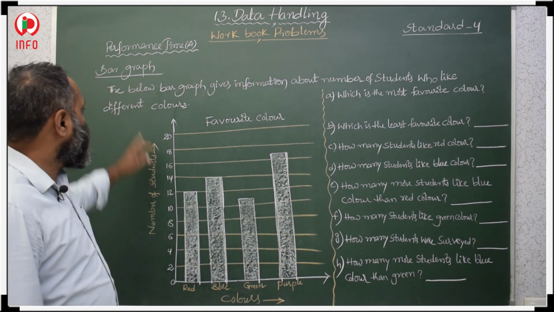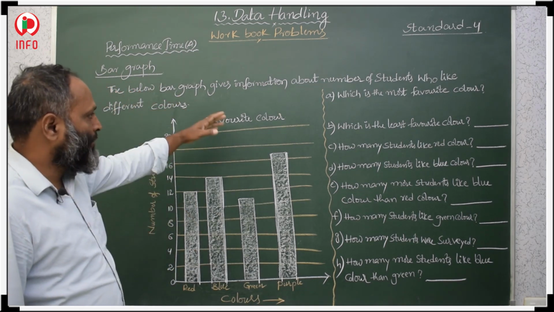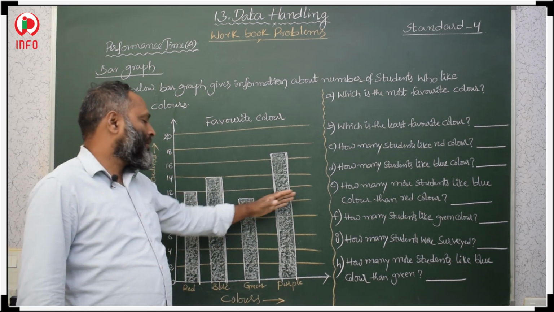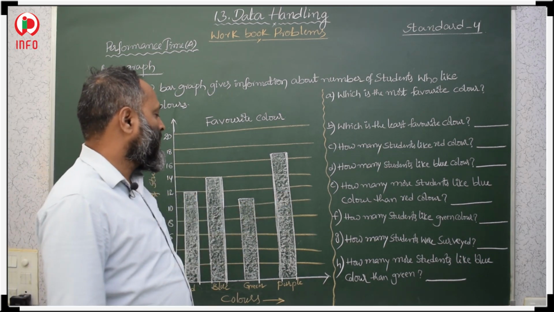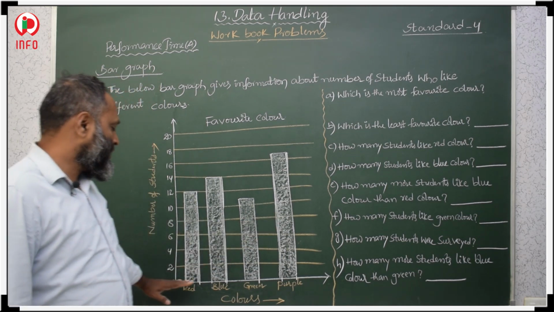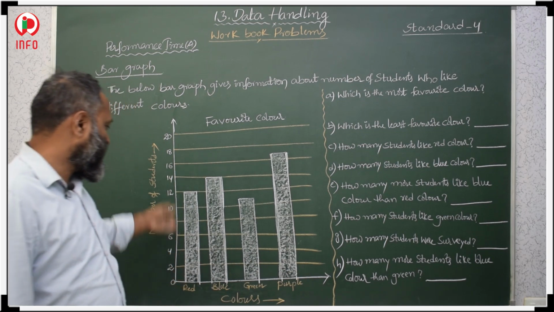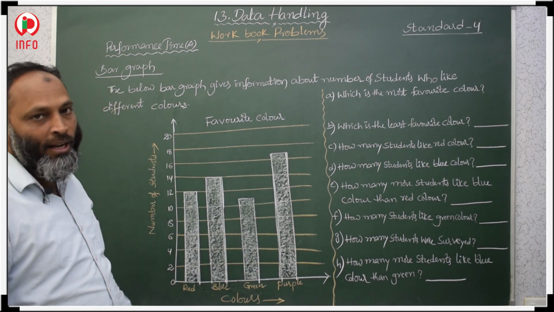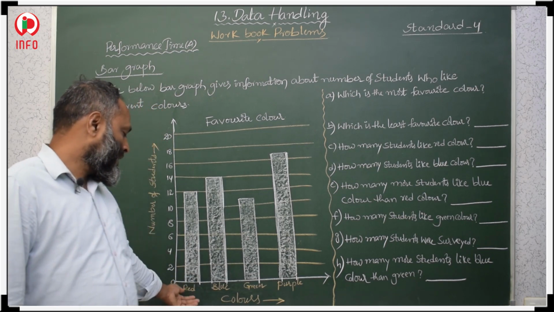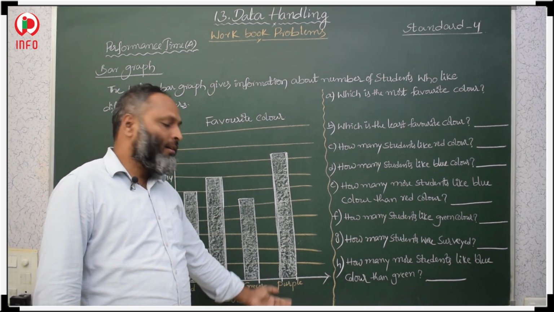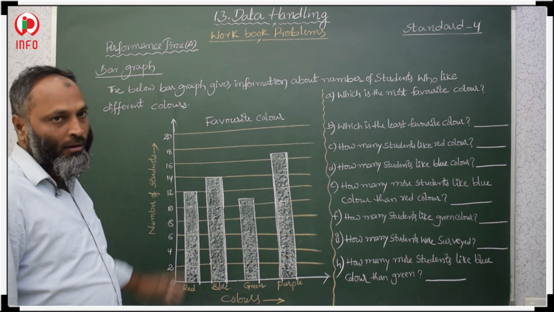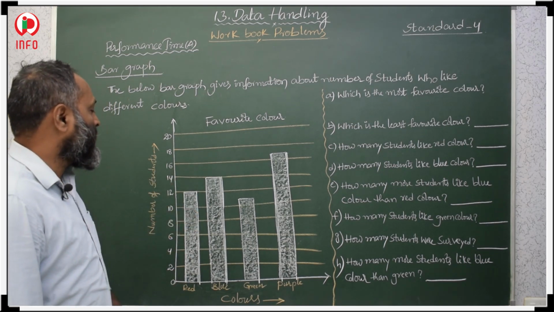The below bar graph gives the information about the number of students who like different colors. So this is the horizontal axis and this is the vertical axis. On the horizontal line, color names are given: red, blue, green and purple. The number of students is given on the vertical axis.